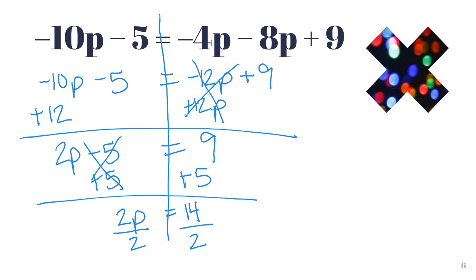I then divide both sides by 2 because anytime you have a number and a letter together, that means you're multiplying. So 2 divided by 2 is 1. So I get that p equals, what is 14 divided by 2? 7. So p equals 7. Good job. Check it.